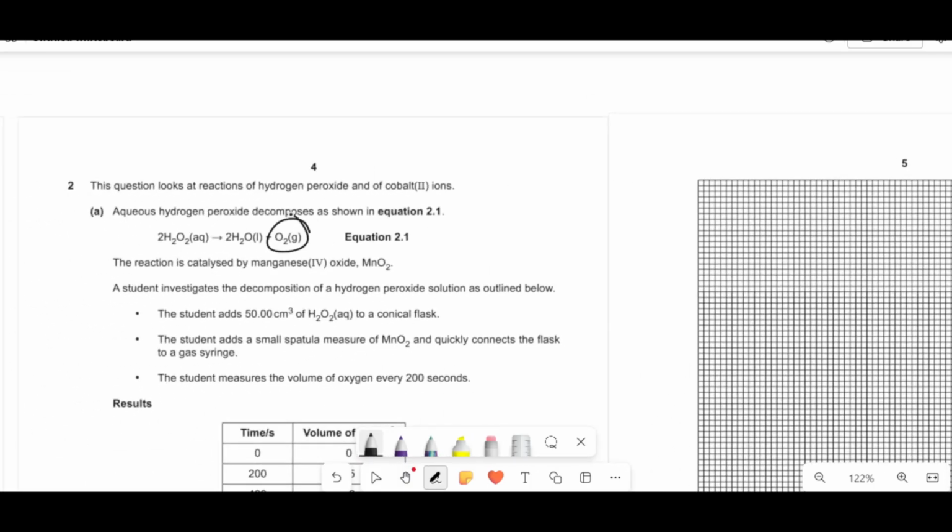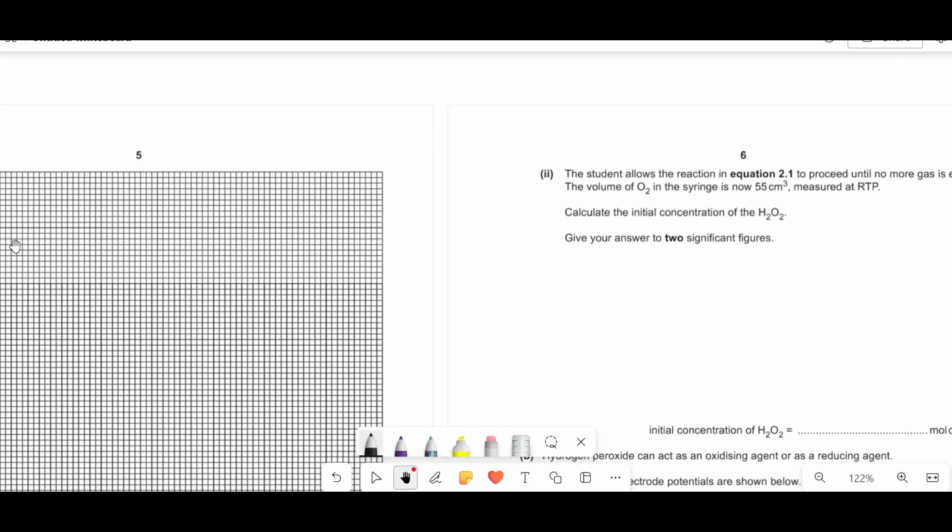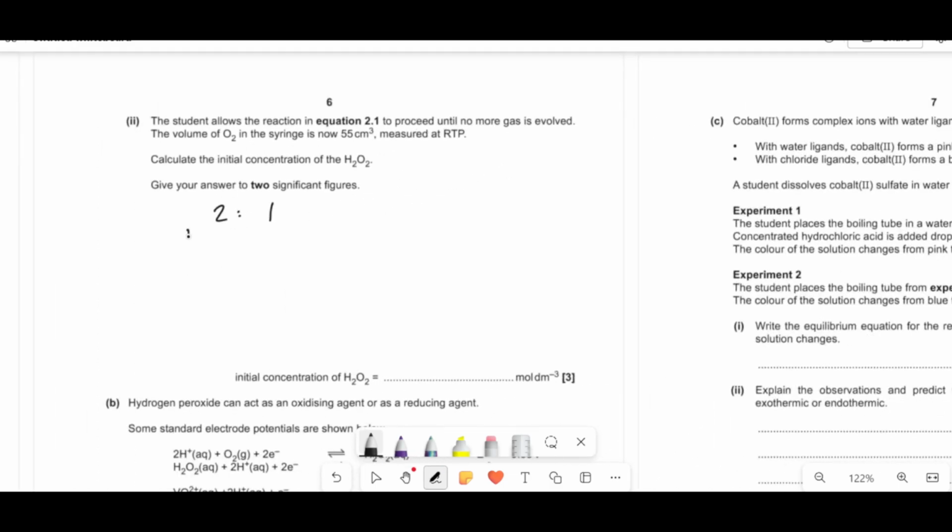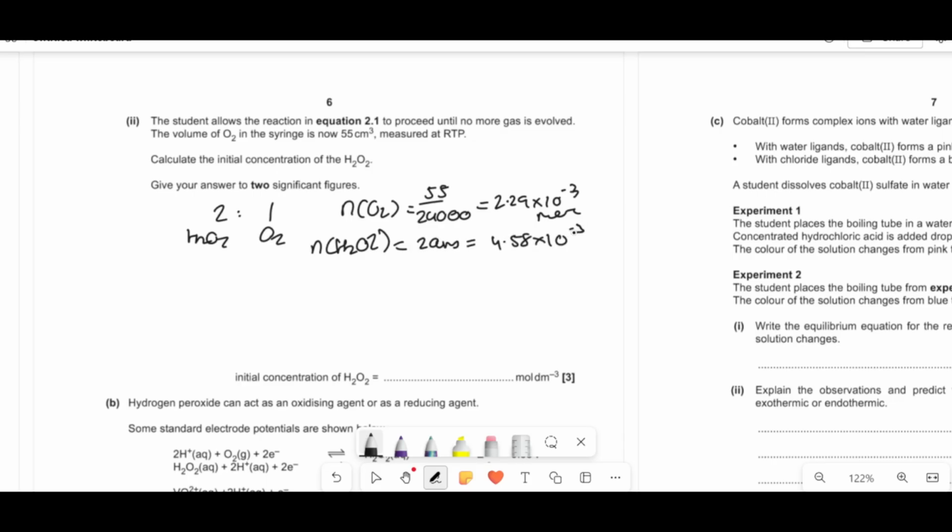The ratio of this oxygen to the H2O2 is 1 to 2, or 2 to 1, H2O2 and O2. They've told you that the volume of the gas is this, and it's at room temperature and pressure, so the moles of O2 is going to equal its volume over 24,000. So 24,000, if we do that, we end up getting 2.29 times 10 to the minus 3 moles of the O2. So from the equation, we now know the moles of the H2O2 is going to equal 2 times this, which is going to be 4.58 times 10 to the minus 3 moles.